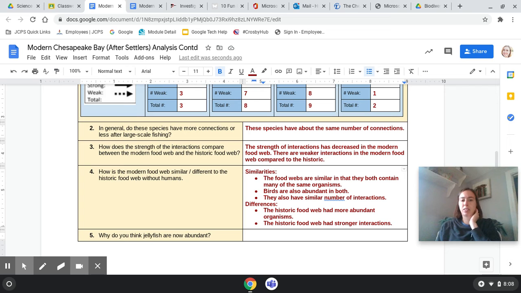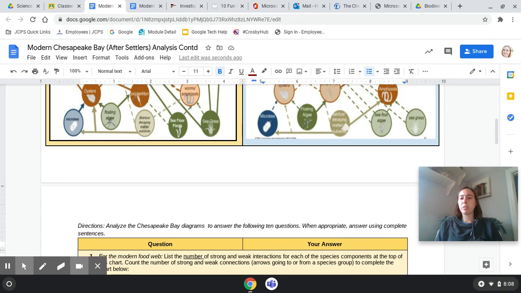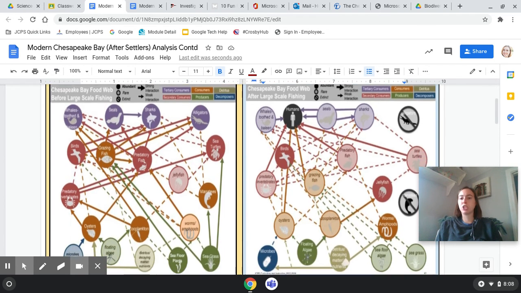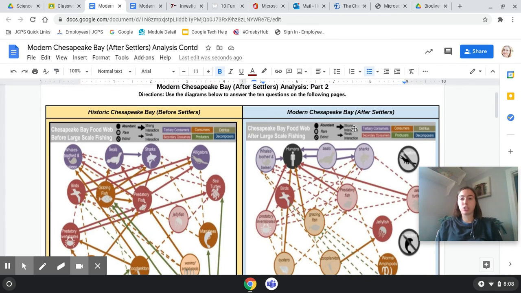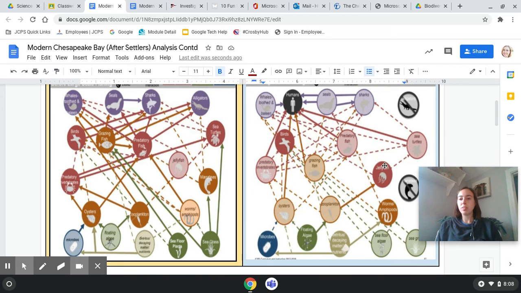Question number 5 asks us to look at jellyfish. Why do you think jellyfish are now abundant in the modern food web? When we scroll up to our modern food web and find jellyfish, here they are, they're abundant. They have a dark circle indicating that there are a lot of jellyfish in this ecosystem, and we need to analyze and think about why jellyfish are now more abundant. And so looking at this food web, I can see that the two organisms that consume jellyfish are sea turtles and whales.